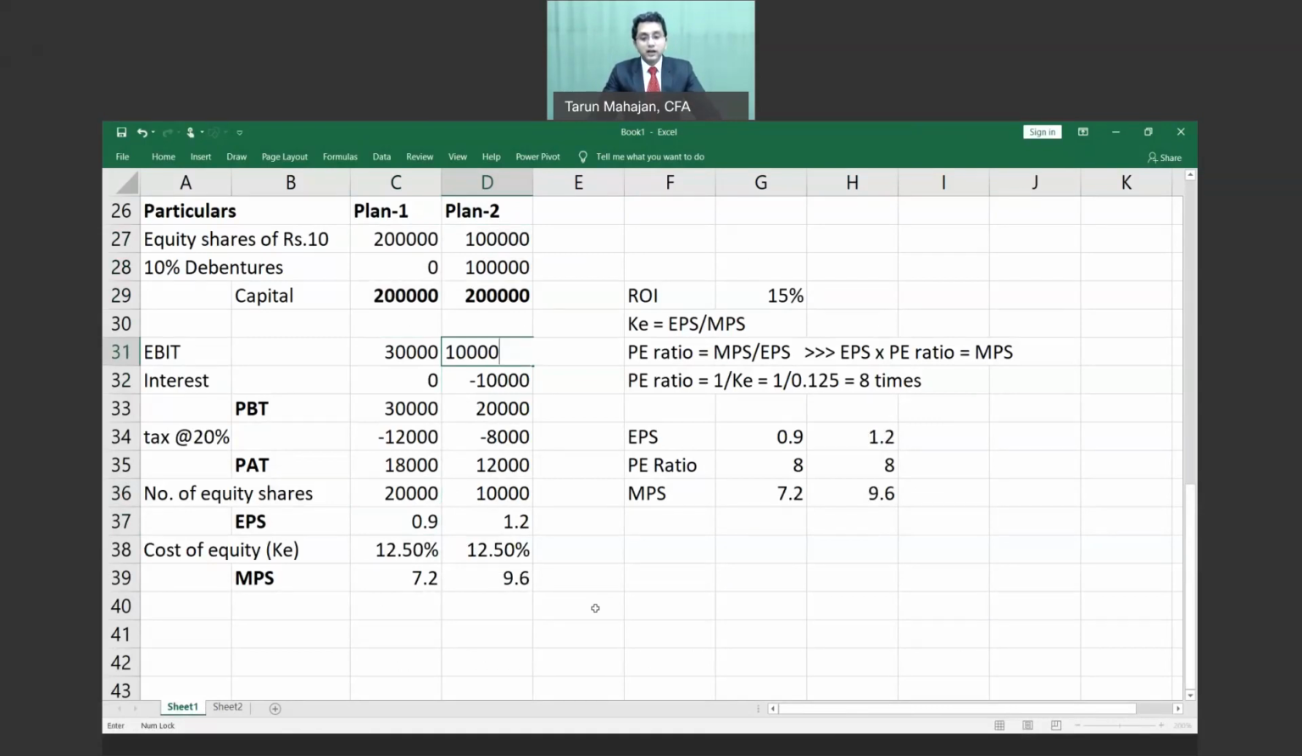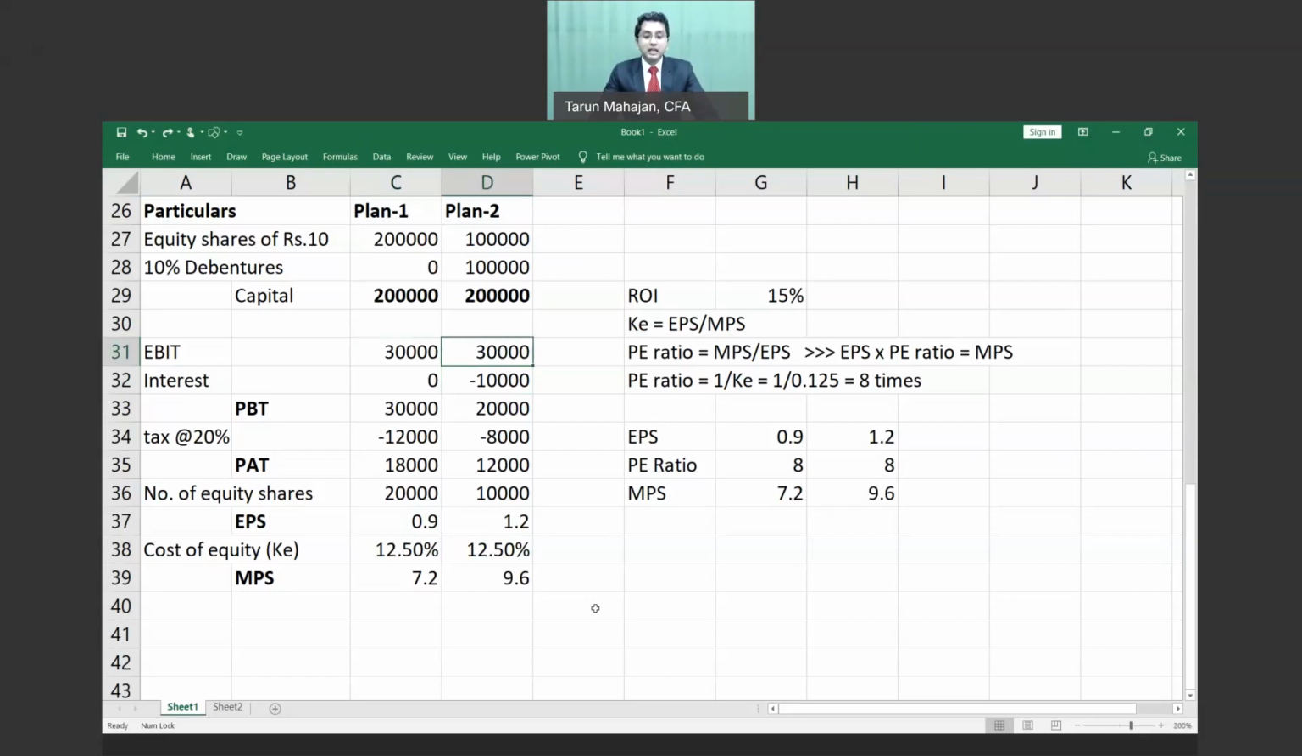So I'll have to earn at least 10,000 rupees of EBIT so that I can pay interest to get 0 EPS. So this 10,000 is the financial BEP. For the equity plan, the financial BEP will be lower. For the debt plan, the financial BEP will be higher.